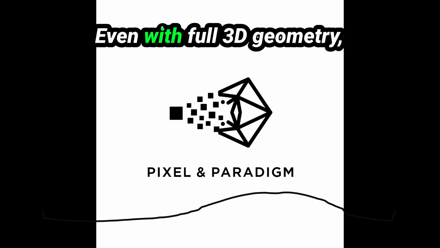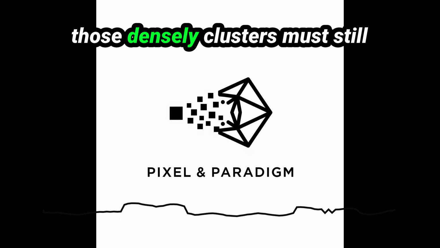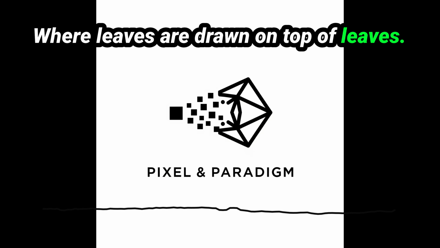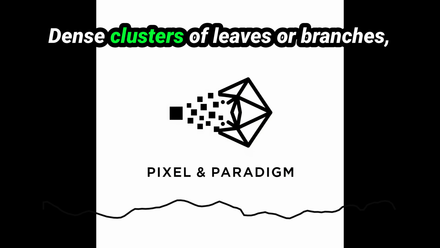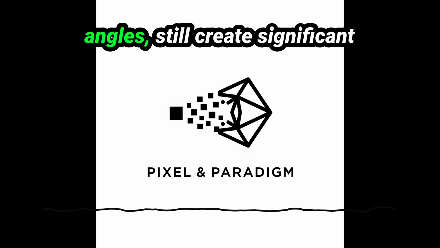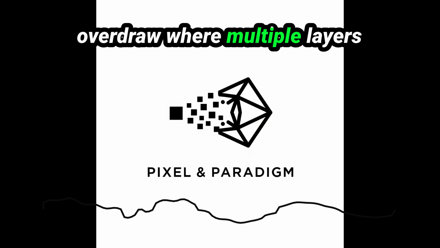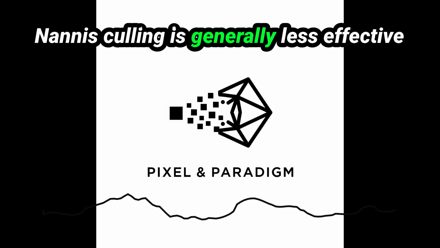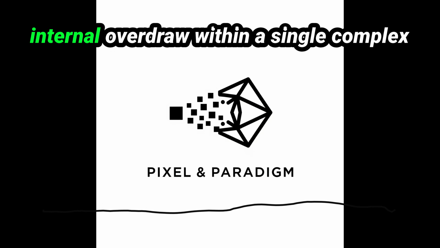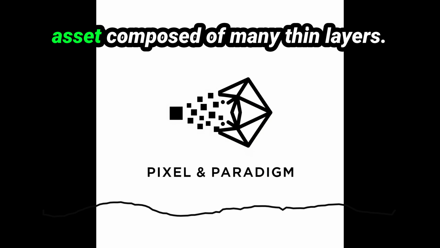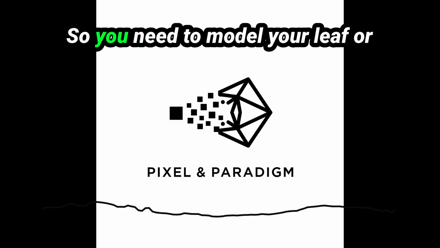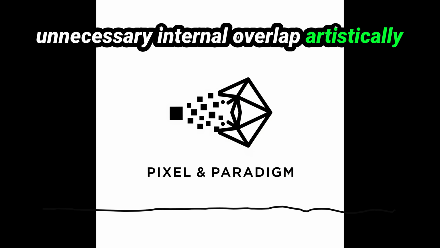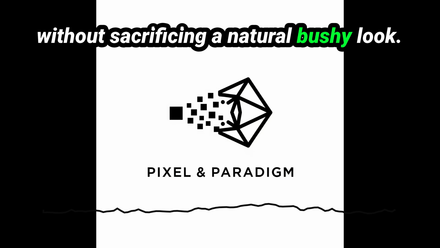Okay, makes sense. Even with full 3D geometry, those dense leaf clusters must still create a lot of overdraw, right? Where leaves are drawn on top of leaves. They absolutely do, yeah. Dense clusters of leaves or branches, especially when viewed from certain angles, still create significant overdraw where multiple layers of geometry are being rendered for the same pixel on screen. Nanite's culling is generally less effective at completely eliminating this kind of internal overdraw within a single complex asset composed of many thin layers. So you need to model your leaf or branch clusters intelligently to minimize unnecessary internal overlap artistically without sacrificing a natural bushy look.